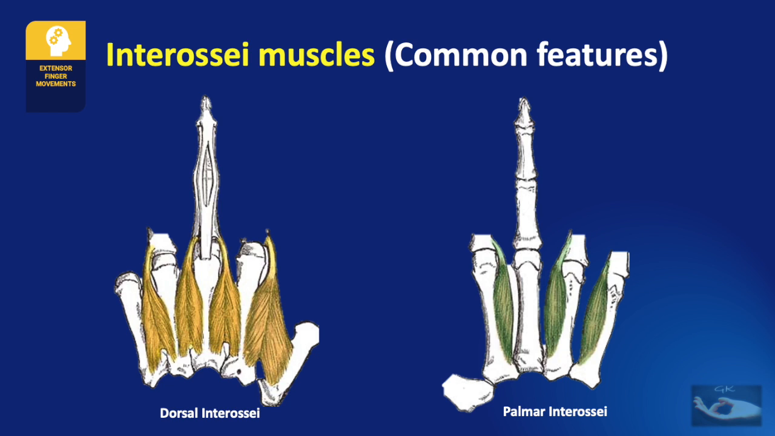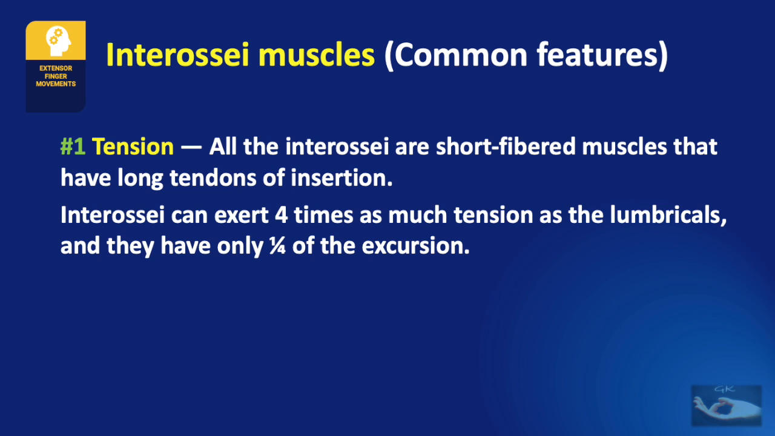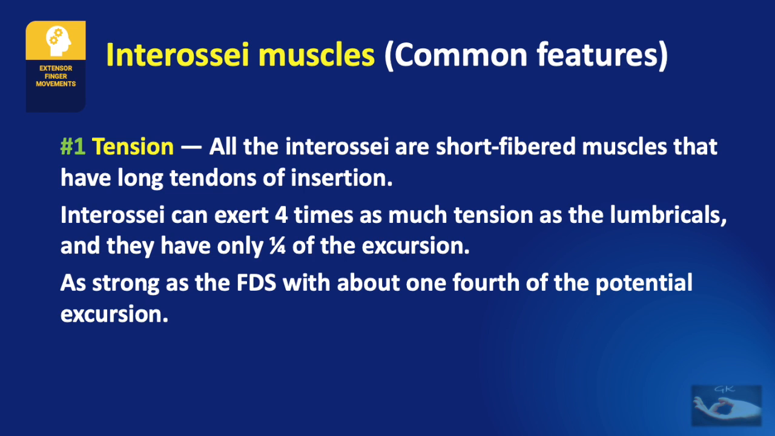Now we shall see the common features of the interossei muscles, both the dorsal and palmar interossei. The first important unique feature of the interossei is that they are all short fibered muscles that have long tendons of insertion. So they have a short excursion, that is only 1/4 of the excursion of the lumbricals, but they can exert 4 times as much tension as the lumbricals. So we can say the interossei muscles are short powerhouses. In fact, they are as strong as the FDS of the finger with only about 1/4 of the potential excursion.